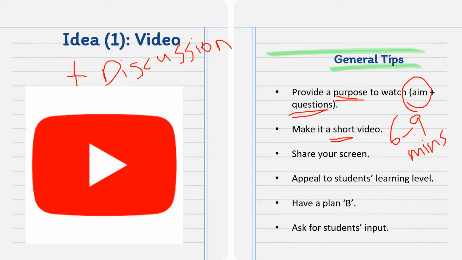So it's not in your best interest to choose a video with 9 minutes. You still want to give them a purpose and an aim and questions, and then you want to follow up on that video and explain a concept. So make the video as short as you can.